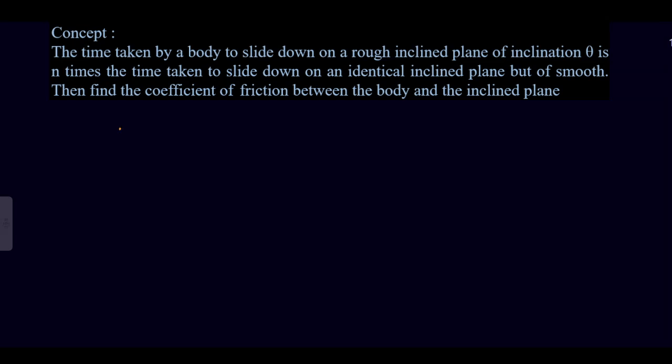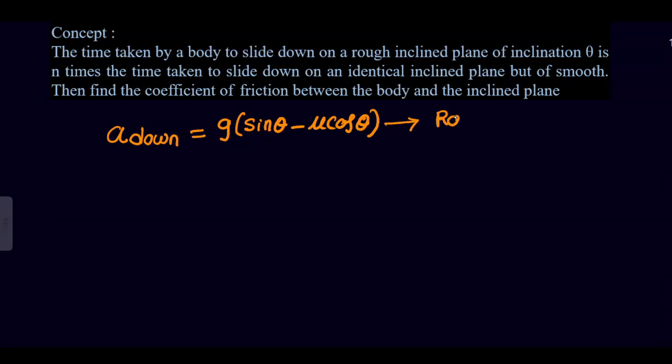And in the down case, what is the acceleration? Acceleration formula, a down, which is equal to g into sine theta minus mu cos theta. So this is the acceleration in case of a rough inclined plane. Here we have the rough inclined plane, and what else they given? Smooth inclined plane also given.